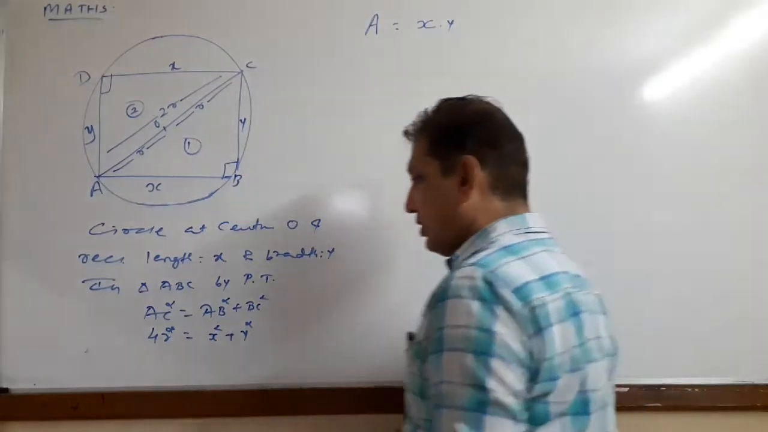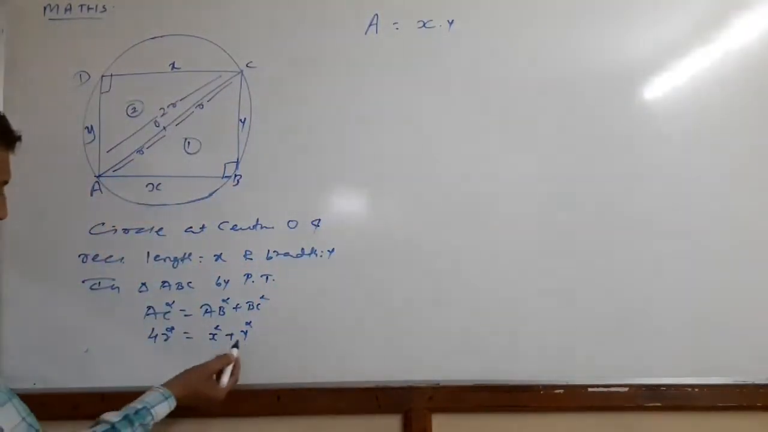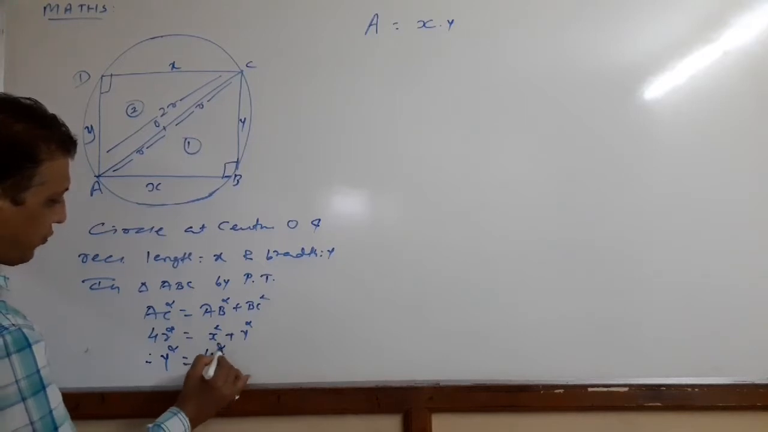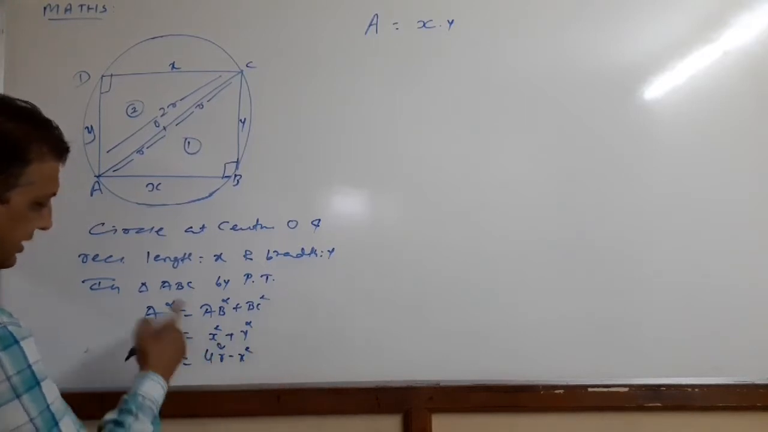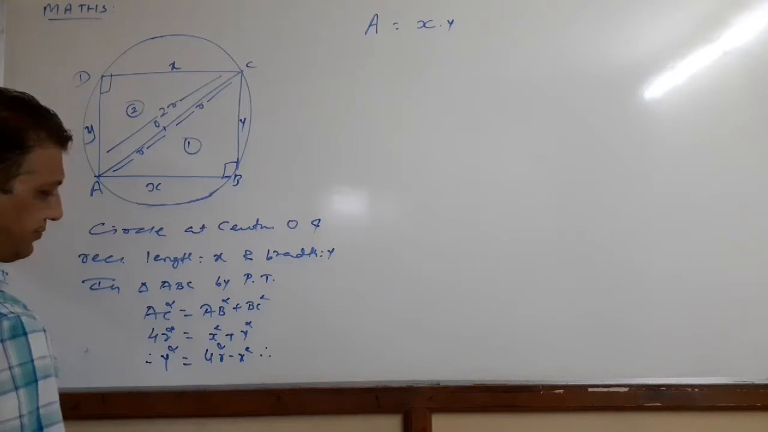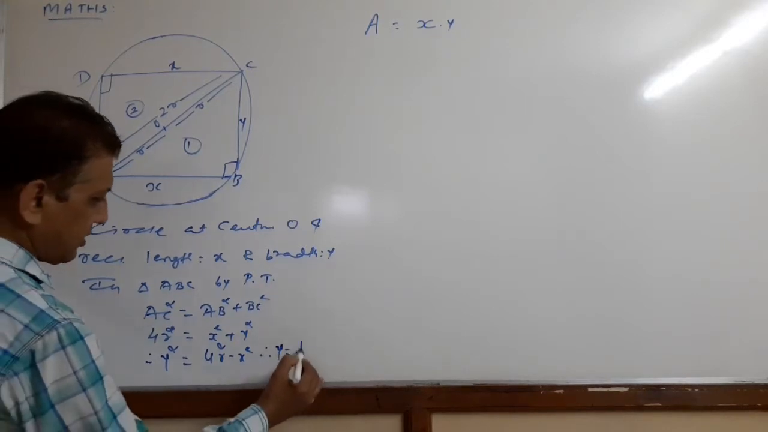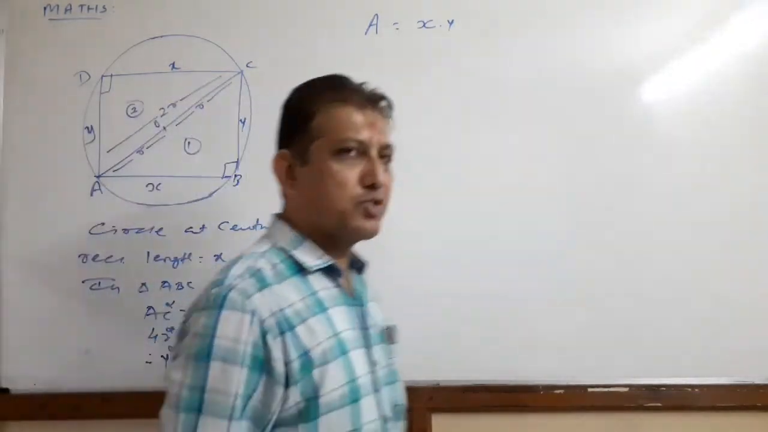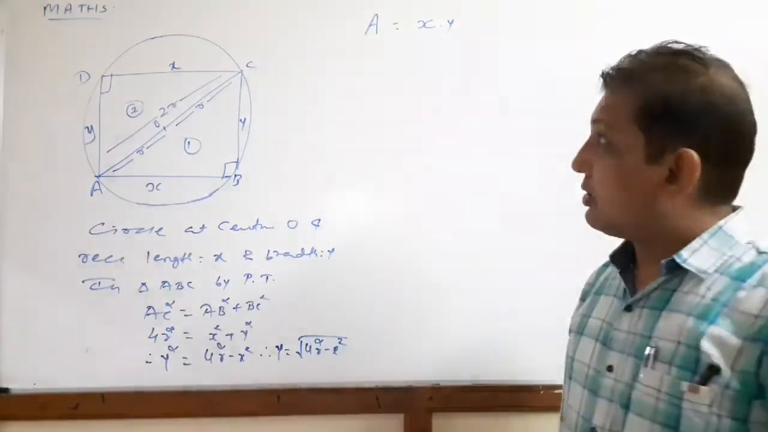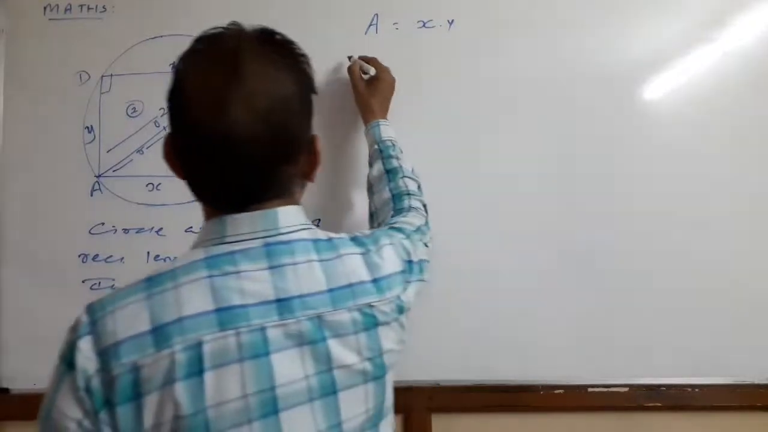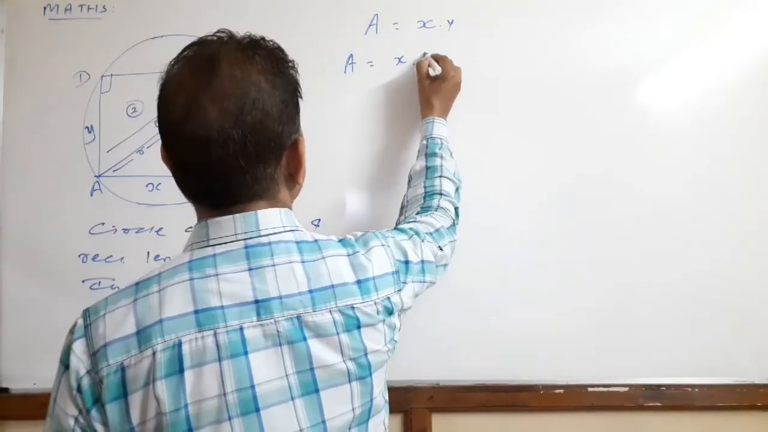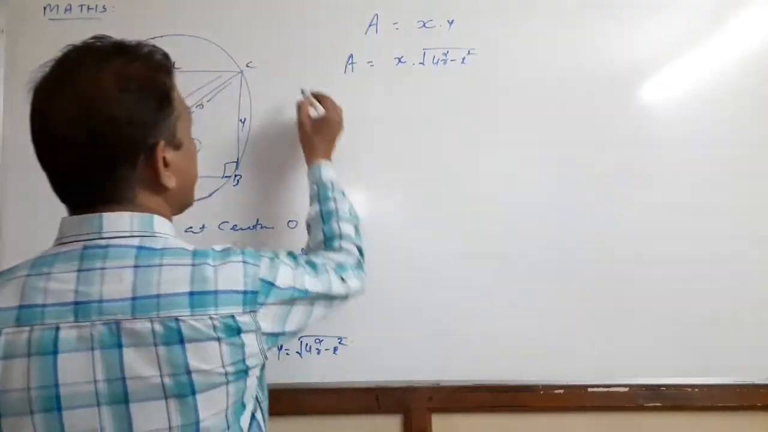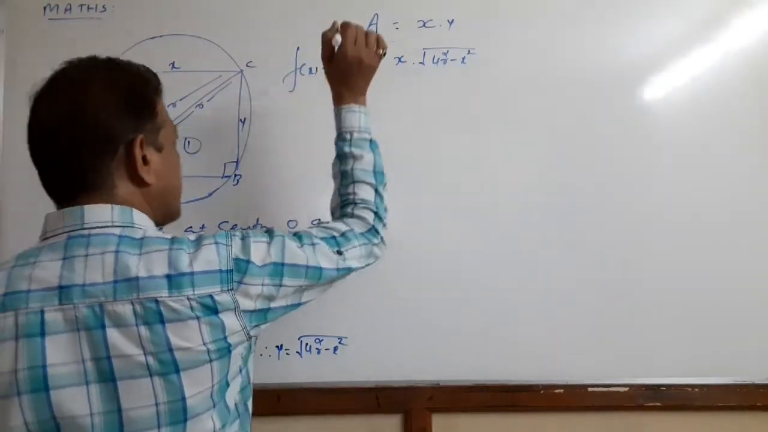Suppose we make Y square the subject: Y square equal to 4R square minus X square. Therefore Y equal to root of 4R square minus X square. This is our value of Y. Now put it in A equal to X times root of 4R square minus X square. You can write it as f(x) also. This is our function.